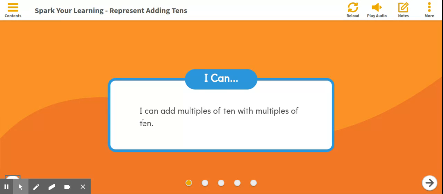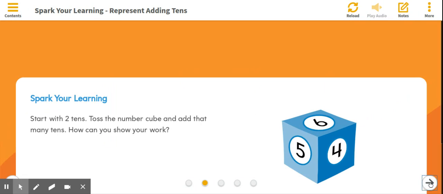Here's our I can statement. I can add multiples of 10 with multiples of 10. So multiples of 10 would mean any number ending with a 0. So 10, 20, 30, 40, 50, 60, 70, 80, and 90. So we're going to be adding 2 of those numbers together today. Those are all multiples of 10.